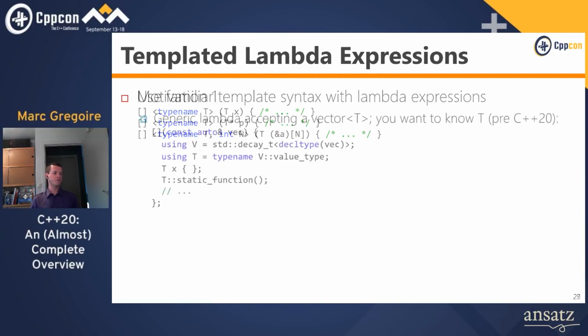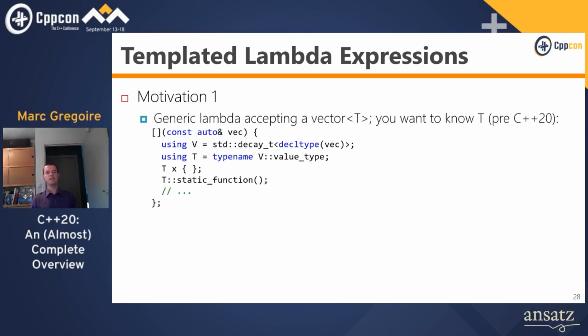Why do we need this? So first example is suppose you have a generic lambda that accepts a vector of T, and you want to know the type of T. Before C++20, what you have to do is you have to use some decay and decltype voodoo. First, you have to do decltype of vec, and the result of this gives you the vector of T. And once you have this vector, you can ask the value type of the vector, and that gives you the T. And then once you have the T, you can do whatever you want with it.